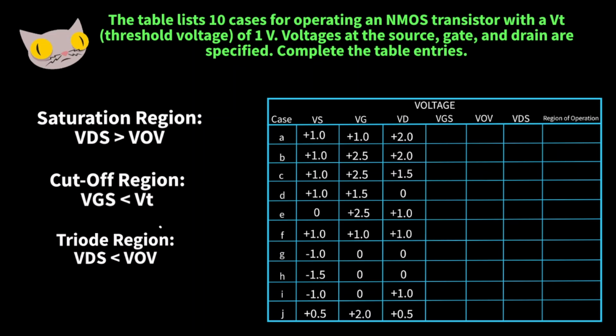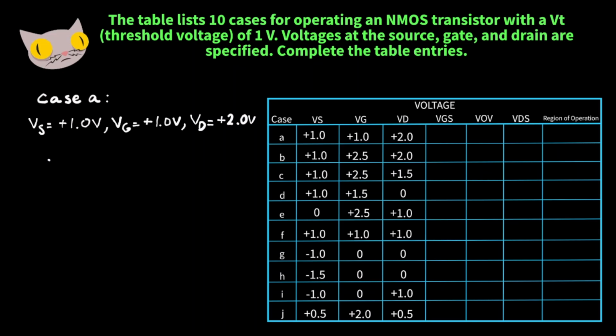We are also going to determine the region of operation for each of the 10 cases. There are 3 main regions we're going to be looking for. The saturation region, where VDS is going to be greater than the overdrive voltage. The cutoff region, where VGS is going to be less than the threshold voltage. And the triode region, which is where the VDS is going to be less than the overdrive voltage. So let's get started with case A.